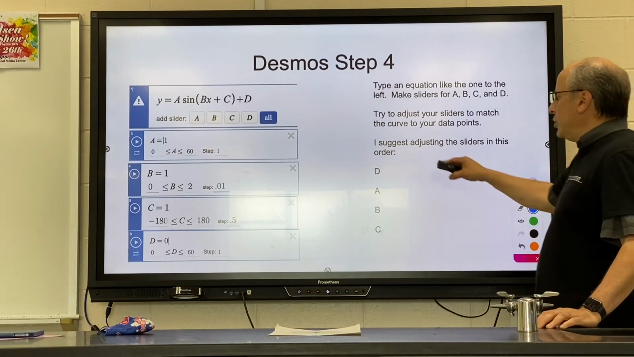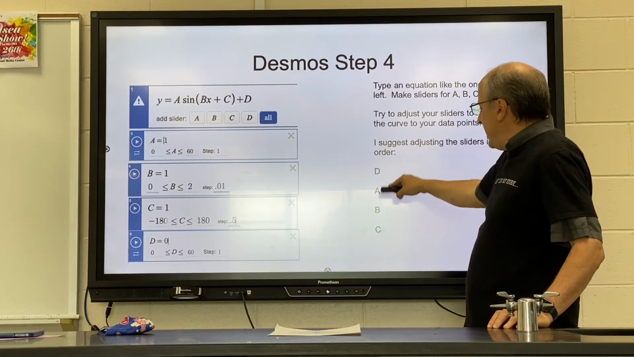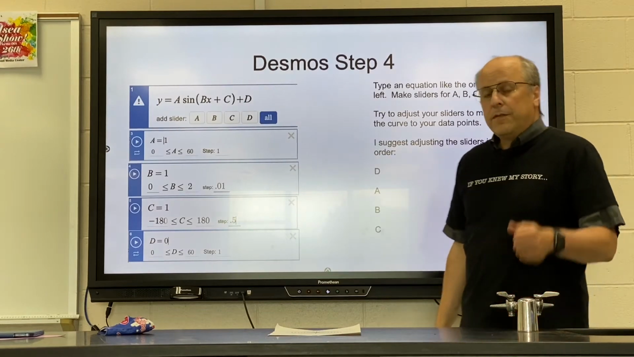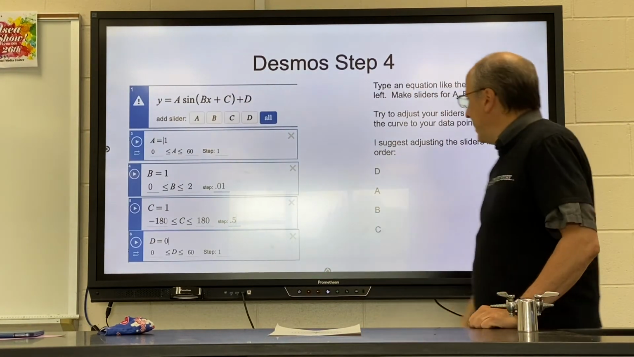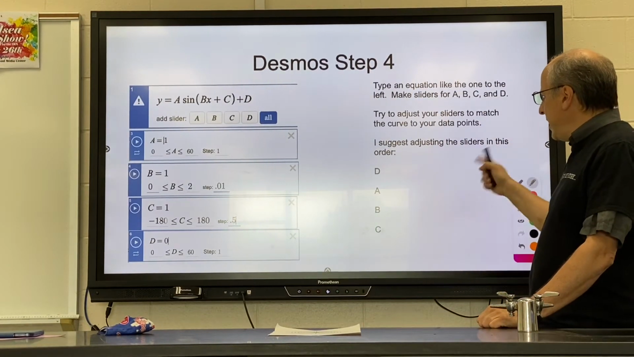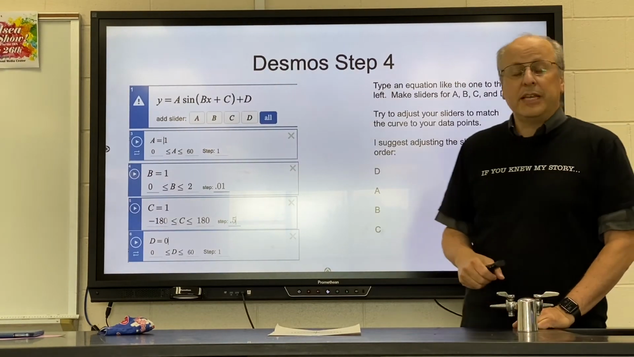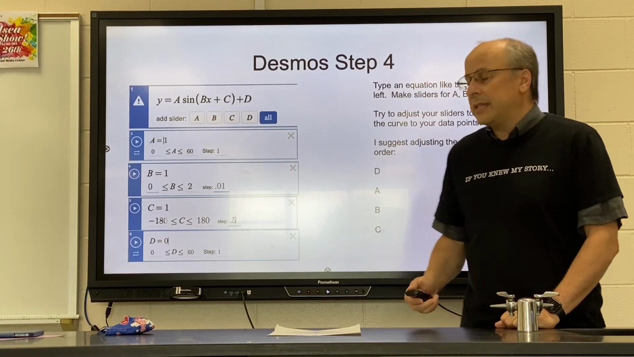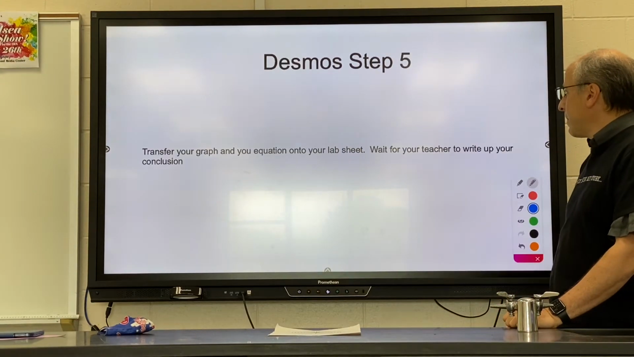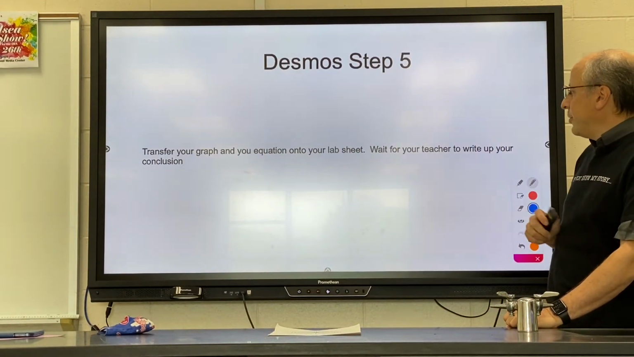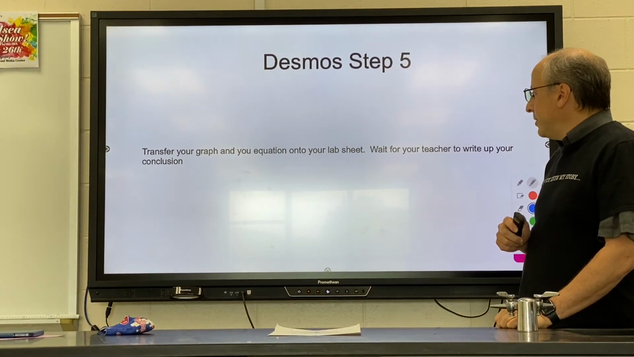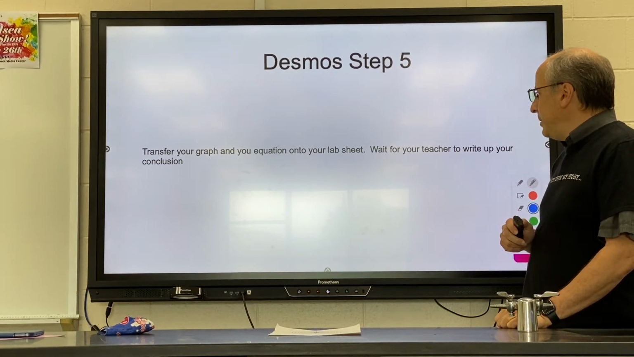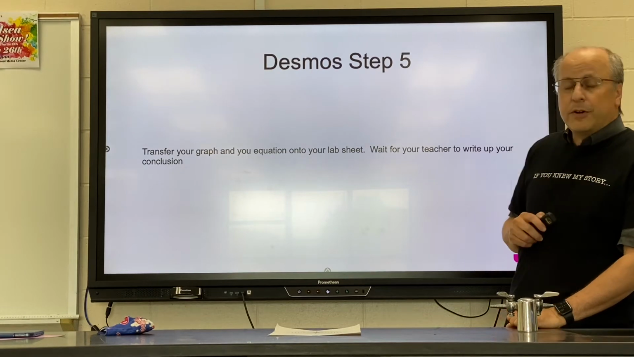I would say adjust them in the order of D, A, B, C. First set up your D, then switch to your A, then your B, and finally your C. Feel free to go back and forth, try and get the fit as best as you possibly can. Okay, then transfer your graph onto your lab sheet. Also transfer your equation.